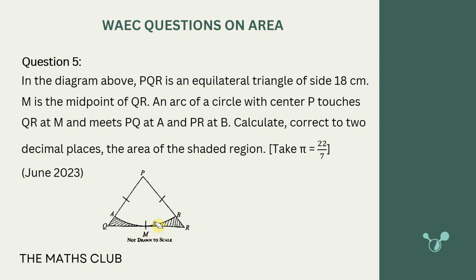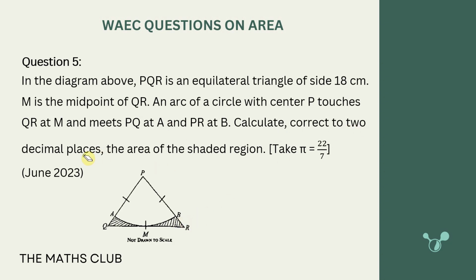This is the M here. So now it says that it meets PQ at A. So it meets PQ at A. That means that this place there is not the entire length, it's just a portion. And PR at B.